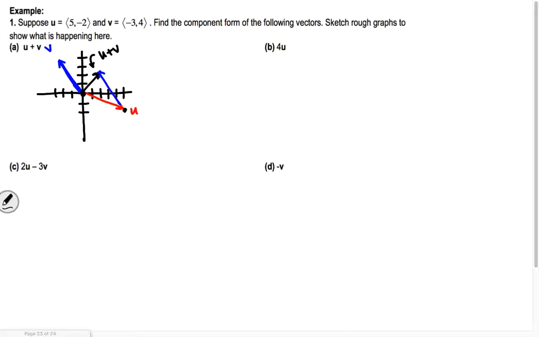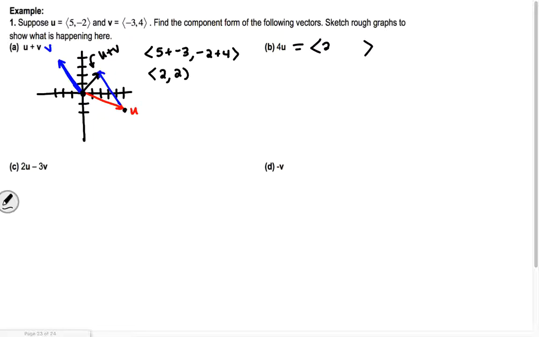Okay, let's see if it worked out to be what we thought it was going to be. So u plus v is going to be 5 plus negative 3, comma, negative 2 plus 4. Does it look like 2 comma 2? It started at 0, 0. Does it look like over 2, up 2? Yeah, it looks like 2 comma 2. You can do this without drawing the sketch, but we're just showing you what's happening with these vectors. So what do we think 4u is?